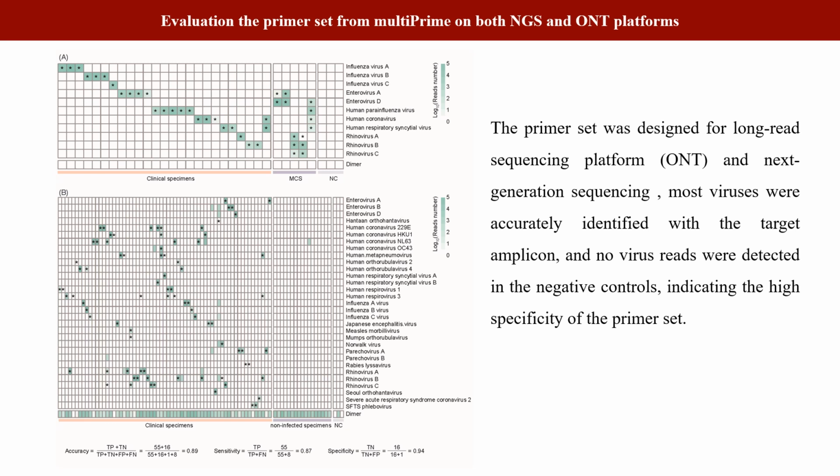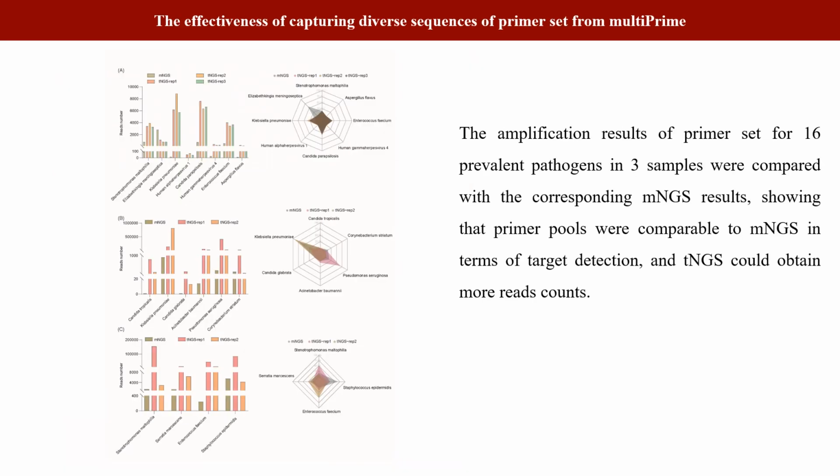Subsequently, we evaluated this larger primer set using a cohort of 80 clinical specimens, and the primer set yielded a sensitivity of 87%, a specificity of 94%, and an accuracy of 89%. To assess the efficacy of the primer set in capturing diversity and abundance, we devised primers targeting 16 epidemic pathogens and compared the outcomes with those of MGS using 3 samples.